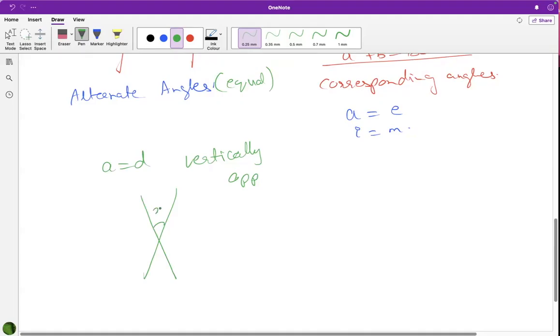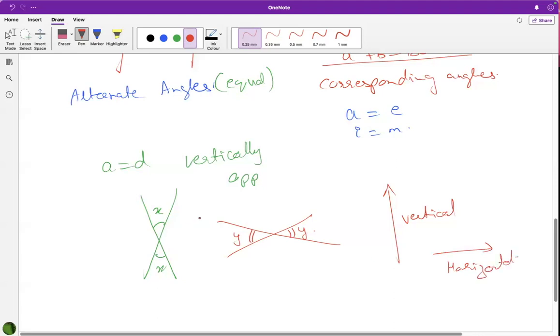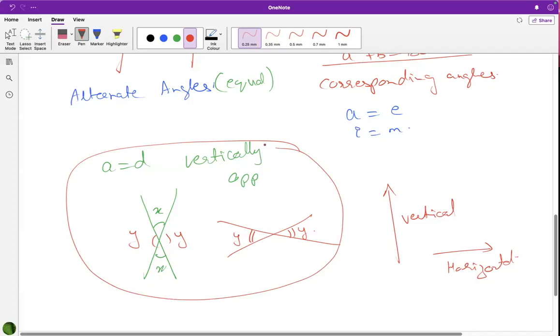Some students get confused in this. We say this X and X are vertically opposite. Students used to ask why don't we call them horizontally opposite? This is the vertical line, right? And this is horizontal. So basically, there are a few standards. They are called vertically opposite, either we talk about X or we talk about Y. So in this case, Y is equal to Y and X is equal to X. They are vertically opposite angles.